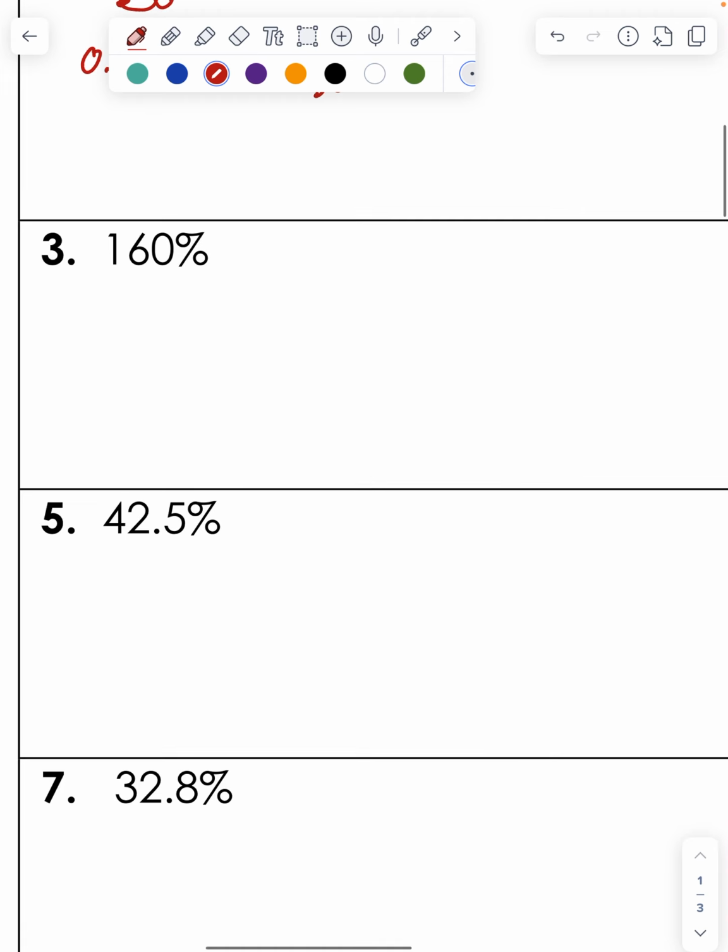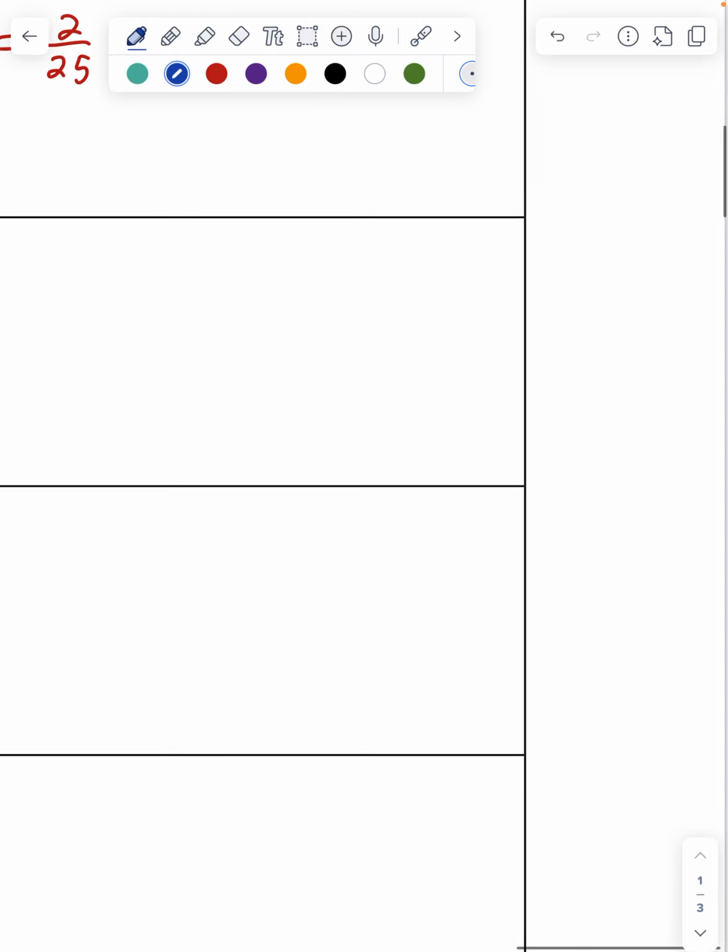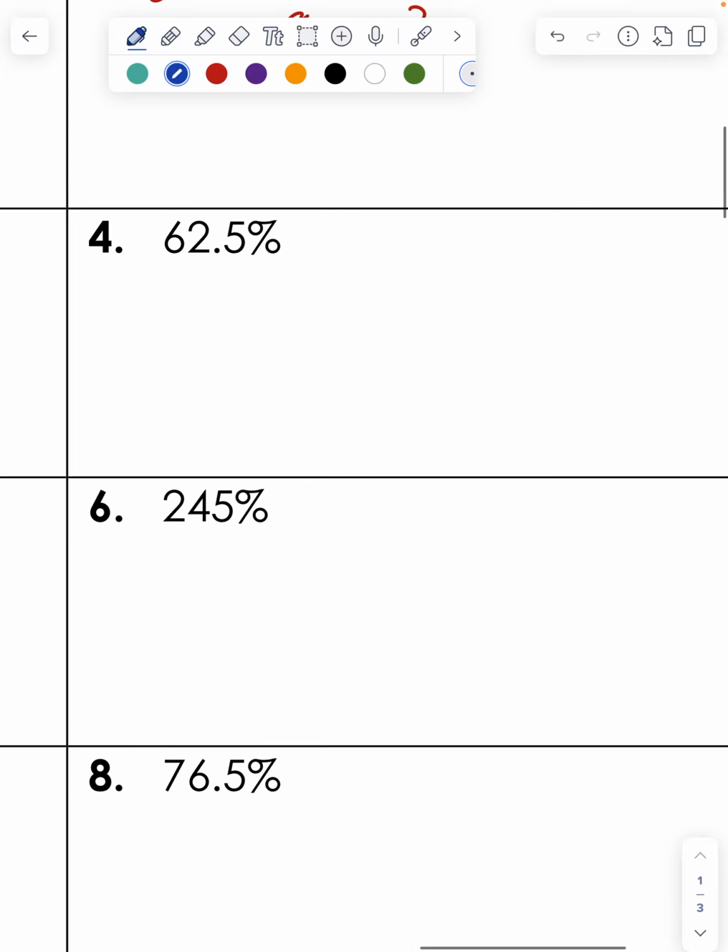Number 3, I have 160%. We're going to move that decimal place over twice, which is going to be 1 6/10. I write that as 1 6/10. Only thing to do from here is I can reduce the 6/10 by dividing by 2, and I get 1 3/5.